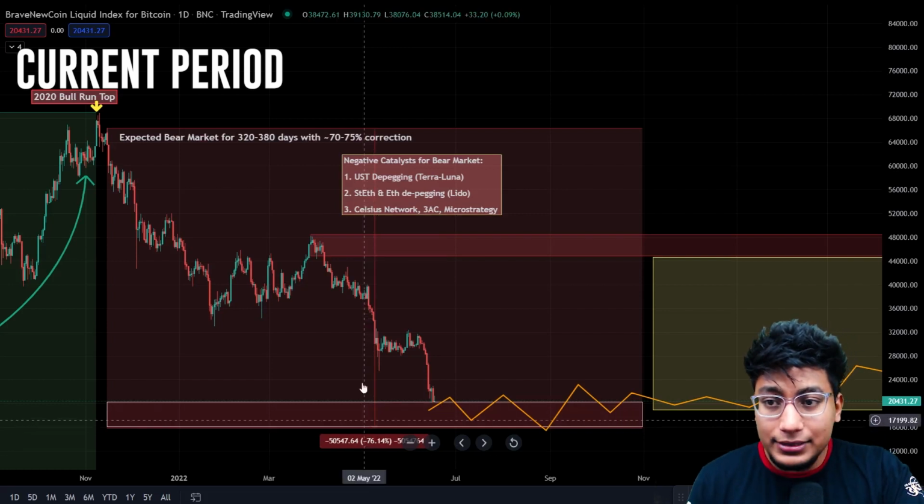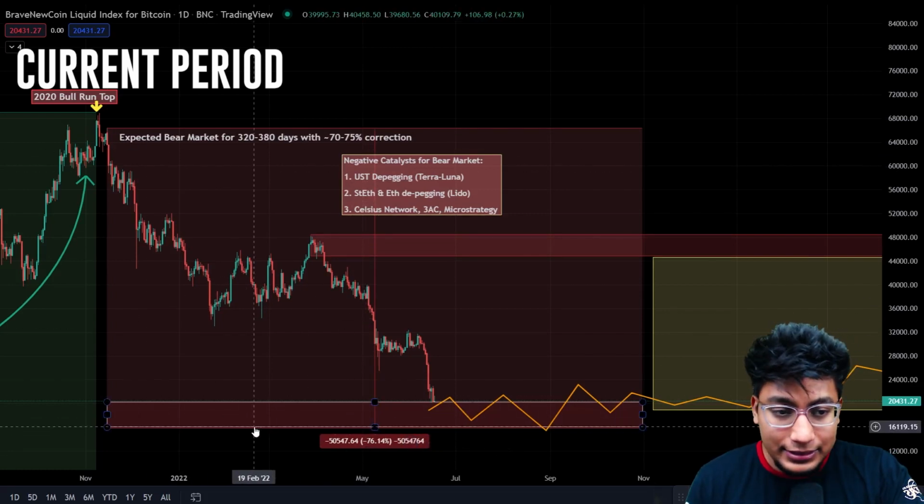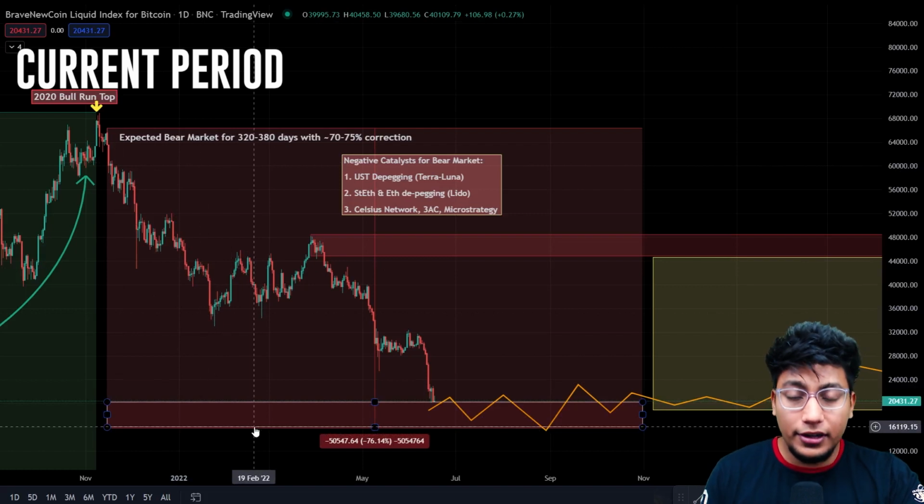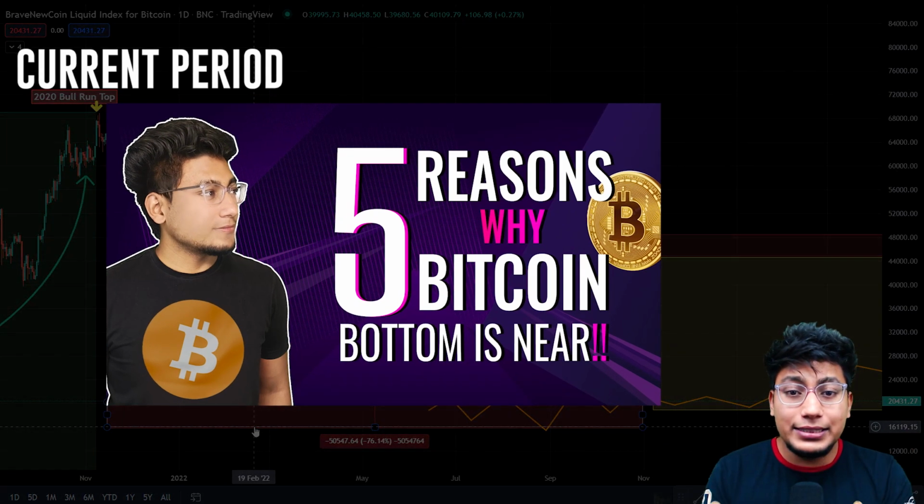So if I mark the level from this top, and this is somewhere around $16,000. If we go down to $16,000, it will be a crash of 76%. And this is my prediction that we can potentially end this bear market somewhere around $20,000 to $16,000. And this is something which we decided and predicted in the last video itself. So now let's see how the market moves.